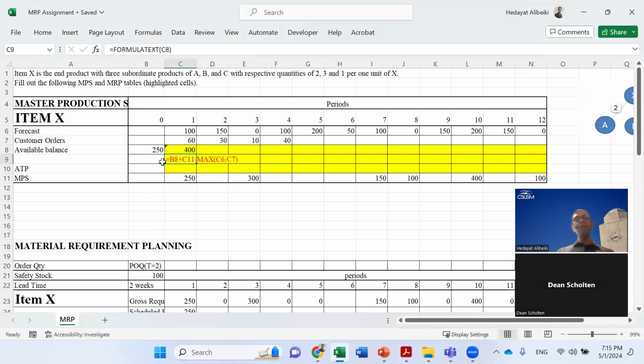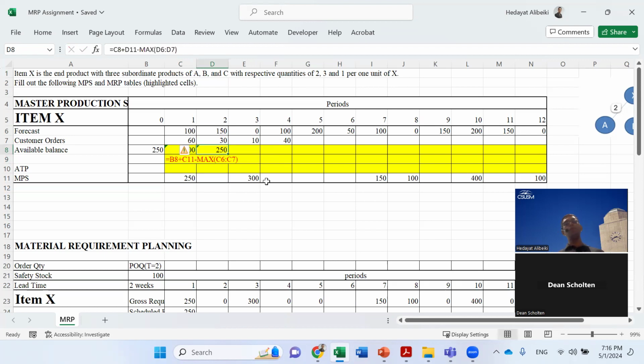And then there is really nothing else. Available to promise is independent from available balance, right? Sorry, available balance is independent from ATP. So I can calculate available balance, on-hand inventory, independently. So week 2 is going to be 400 plus nothing minus 150.